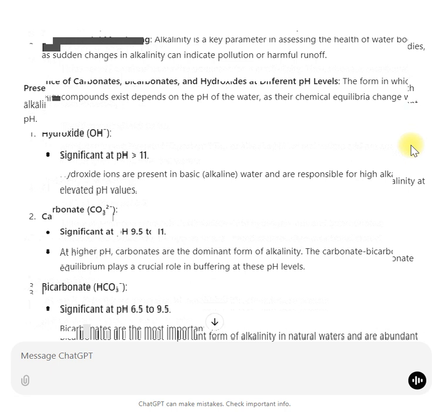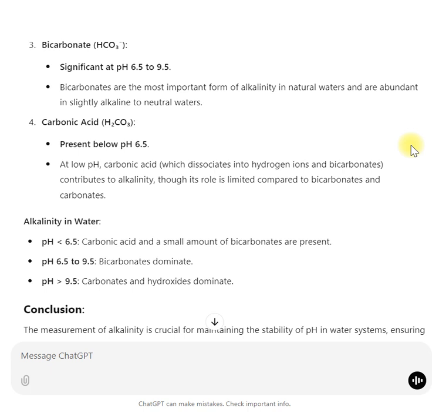At low pH, carbonic acid, which dissociates into hydrogen ions and bicarbonates, contributes to alkalinity, though its role is limited compared to bicarbonates and carbonates. Alkalinity in water: below pH 6.5, carbonic acid and a small amount of bicarbonates are present. pH 6.5 to 9.5, bicarbonates dominate. Above pH 9.5, carbonates and hydroxides dominate.